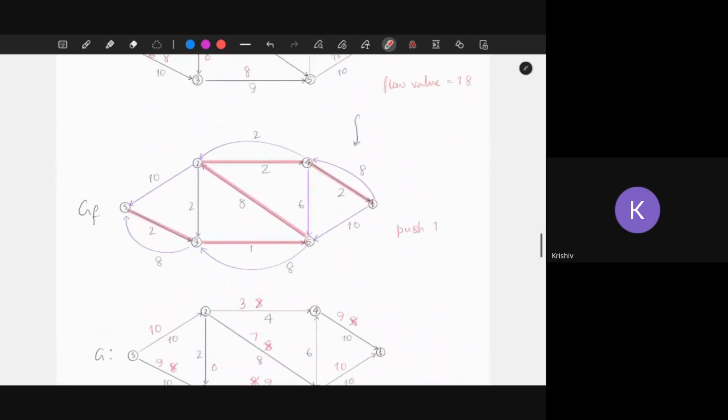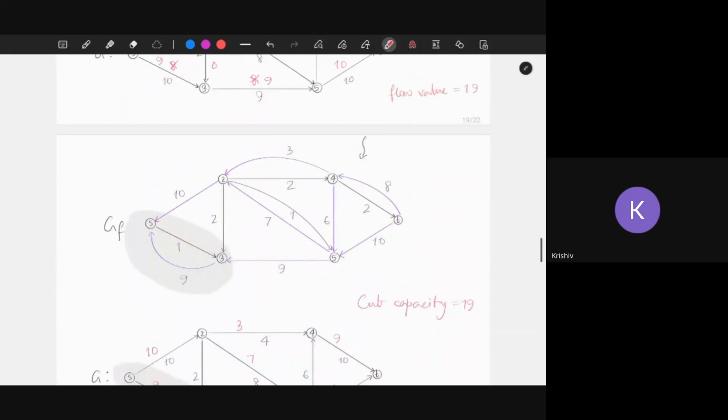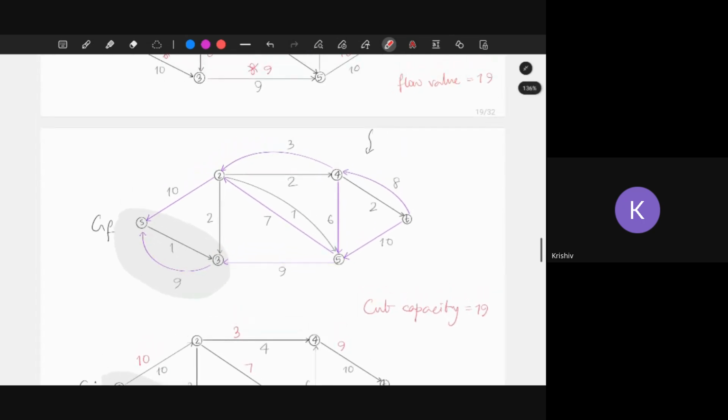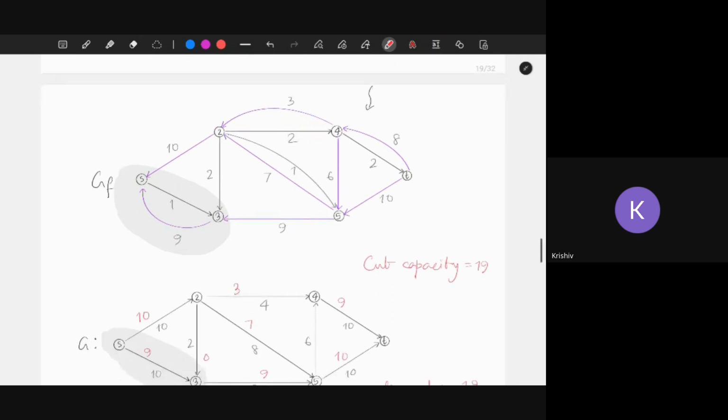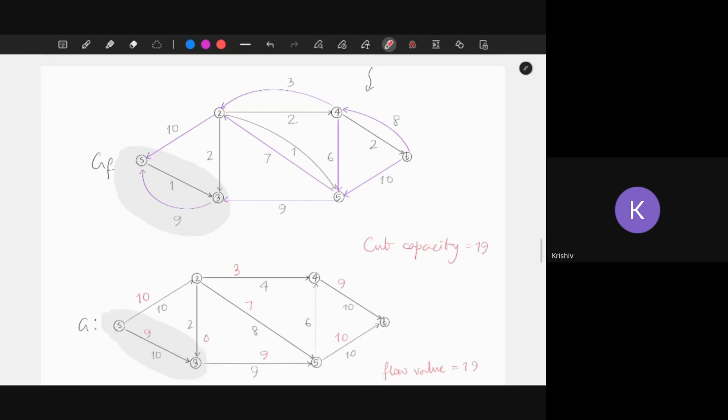Getting stuck means this kind of situation. So here in the residual network, you can send 1 from here, but from the vertex 3 you can't send anything anywhere. And again, from the source, from s to t, you can't send anything. So getting stuck means this: until you can't send anything, you repeat the process.